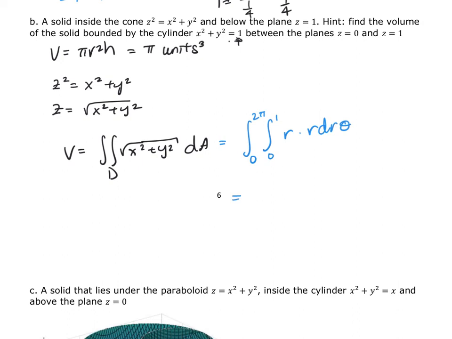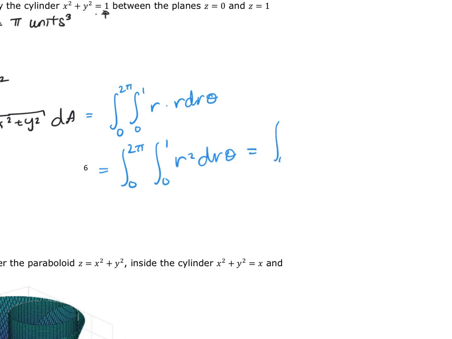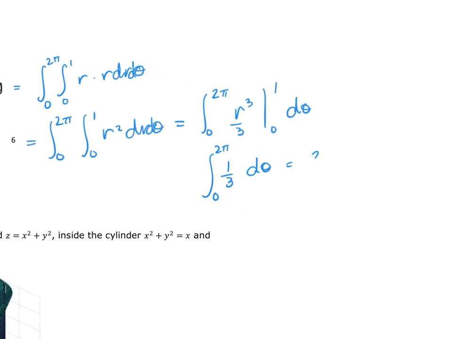So what I have then is the integration from 0 to 2 pi, from 0 to 1, of r squared dr d theta. This one I will actually finish through, and so I'm going to have from 0 to 2 pi of r cubed divided by 3 from 0 to 1 of d theta. So this is going to give me just 1/3 integration from 0 to 2 pi of d theta. So I end up with this as just being 2 pi divided by 3 units cubed.